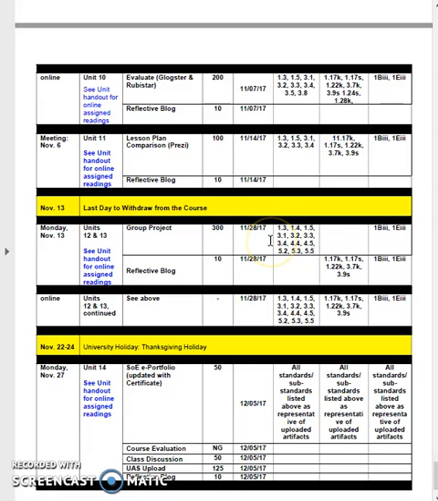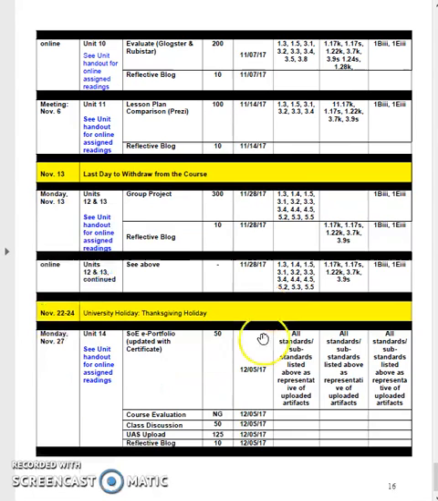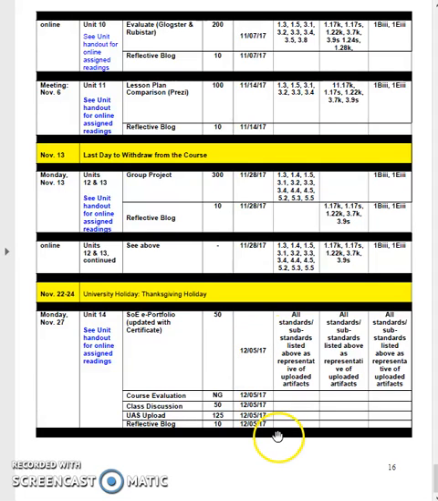Unit 10 will be online about evaluation. November 6th we're meeting, talking about lesson plans and comparing lesson plan formats. Monday, November 13th, we have a group project. Units 12 and 13 will both be a group project, and then Unit 14, November 27th, we are meeting to again talk about the e-portfolio and update it with certificates, course evaluations, and all that good stuff.